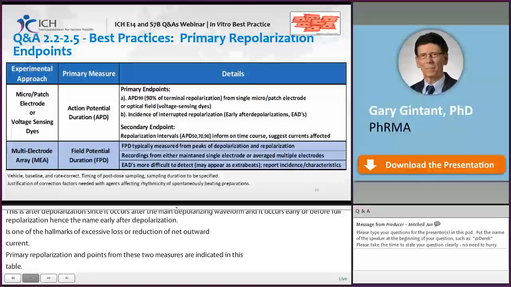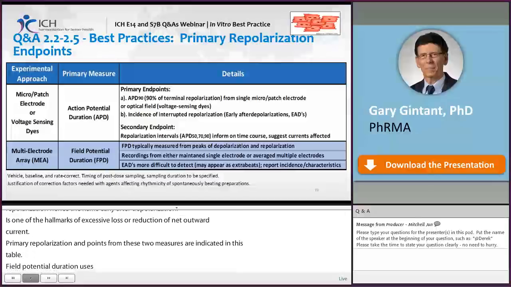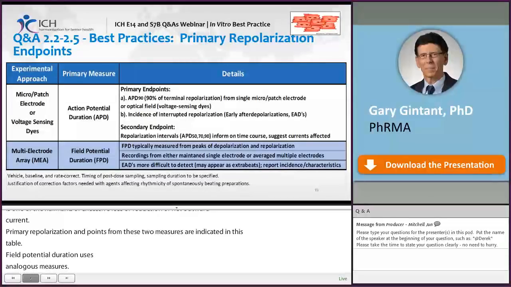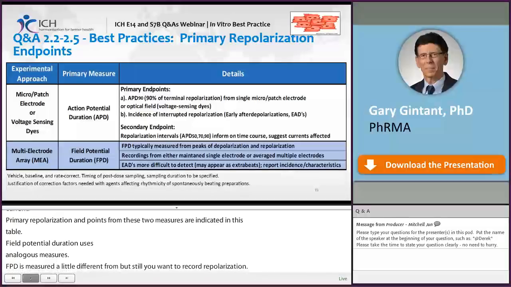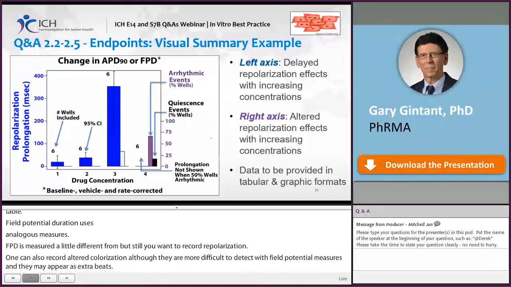Field potential duration uses analogous measures, but here FPD is measured a little bit differently from APD, right? But still one records repolarization delays. And one can also record altered repolarization, although EADs are a bit more difficult to detect with field potential measures, and they may appear as extra beats. But as with the APD, their incidence as well as characteristics should be reported.